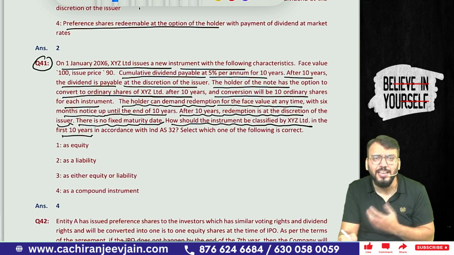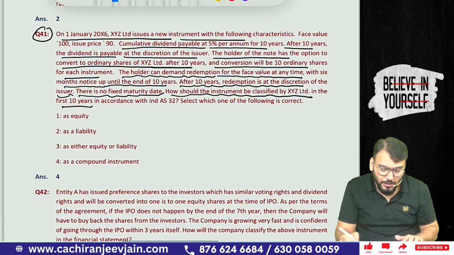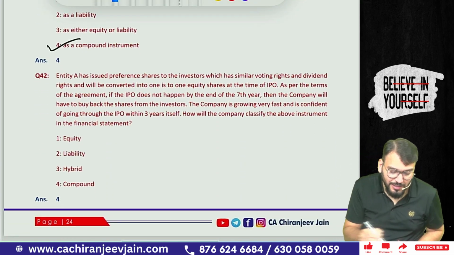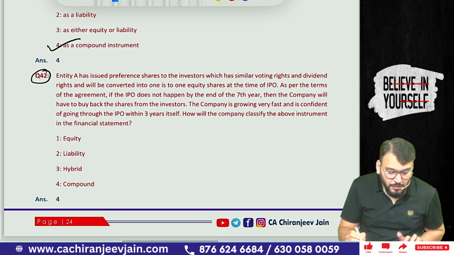In the first 10 years, can I say it is a compound financial instrument? So it is a compound financial instrument. Option number 4 is correct. Come to 42.